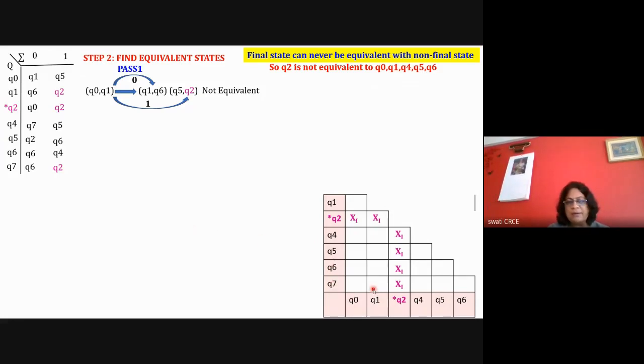Okay, so first I'm trying to find out whether Q0 is equivalent with Q1. For that you can write down the pair like this. In the bracket I'm writing the pair Q0, Q1. That means I'm saying that I want to find out the equivalence between Q0 and Q1.